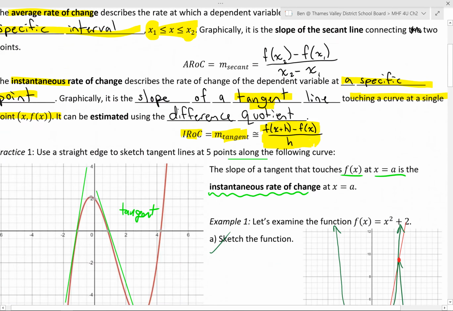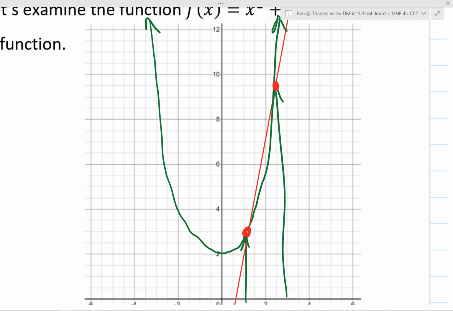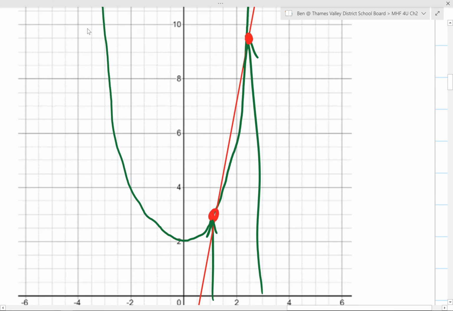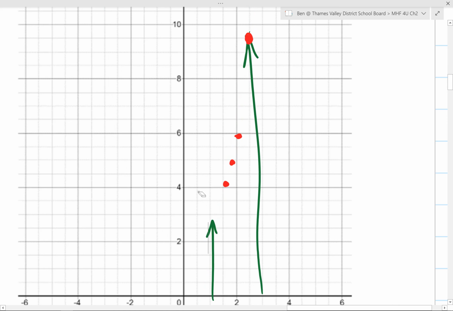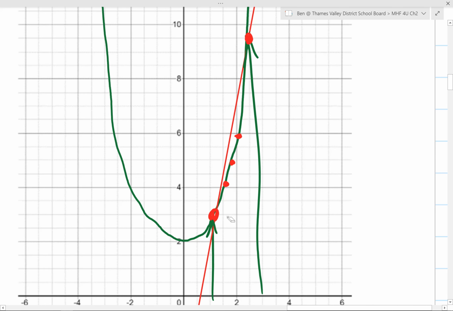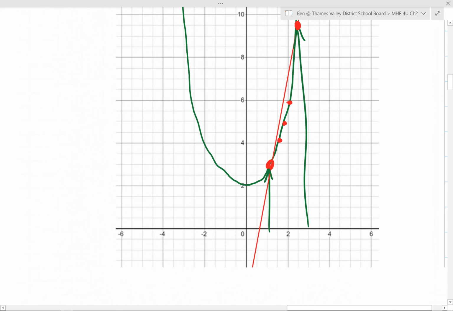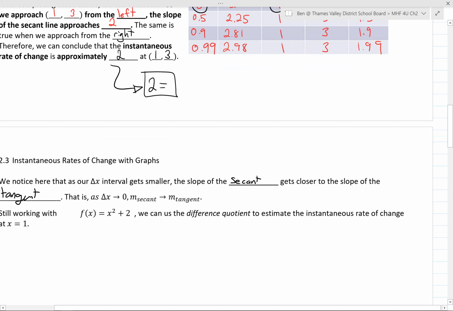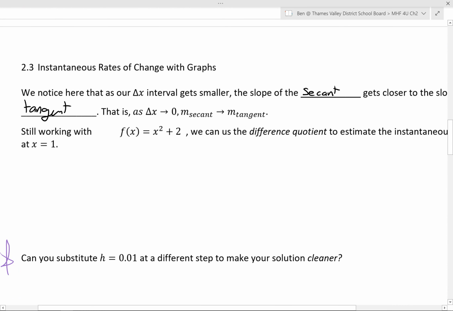So let's say we look at this quadratic here. We began using the 2 points where x equals 1 and x equals 3, and then we got closer and closer, and eventually our 2 points are basically sitting on top of each other, and the secant that they create mimics a tangent. It's not actually a tangent, but it starts acting like a tangent as those points get closer and closer. So as the delta x, our interval, approaches 0, the slope of our secant approaches the slope of the tangent.